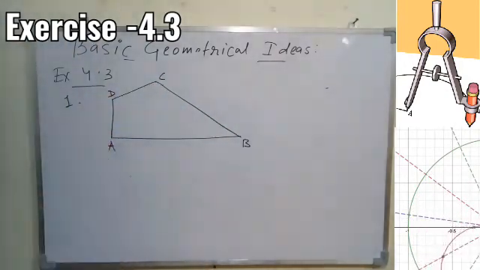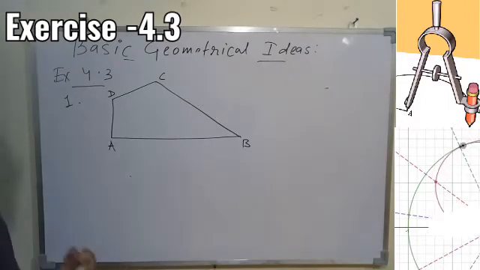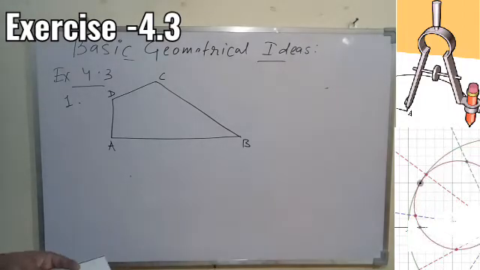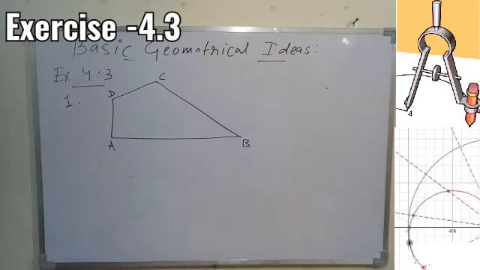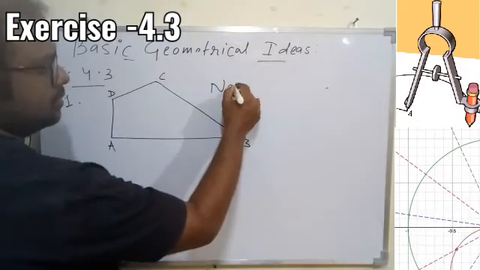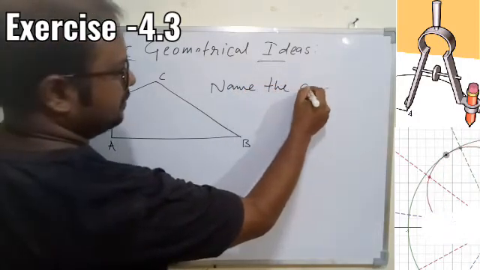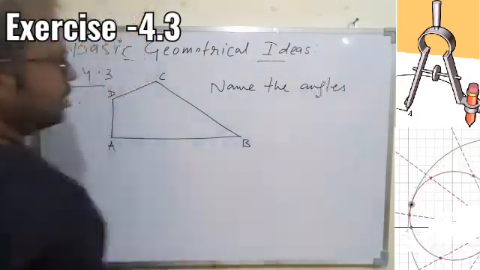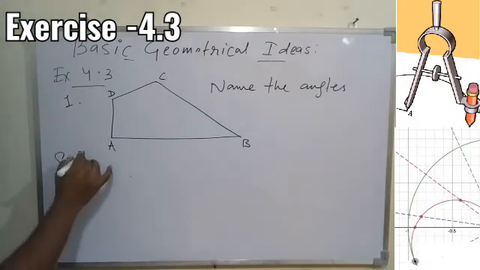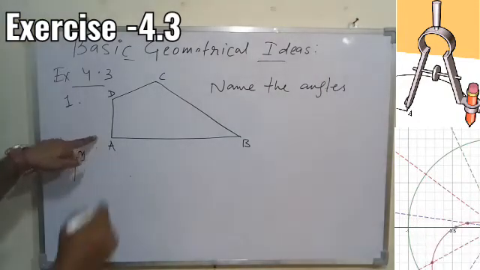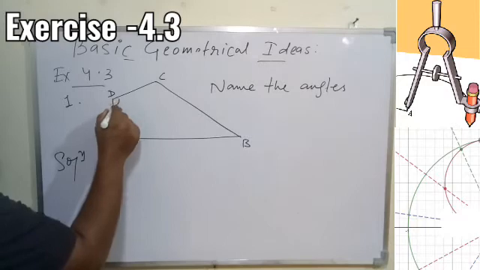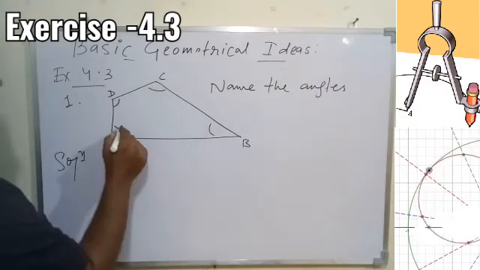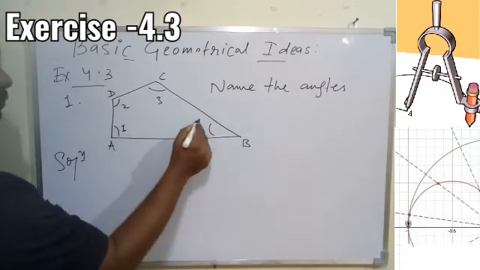So be clear when you do the diagram in the notebook. Take the help of the scale properly. Okay. Now the question is, name the angles. So only we have to name the angles. So how many angles do you see? That is angle 1, angle 2, angle 3, angle 4. So 1, 2, 3, 4.